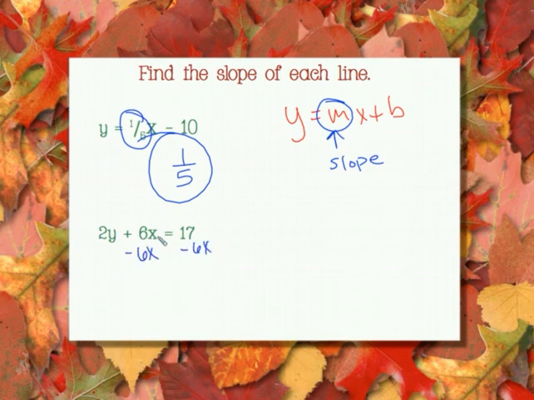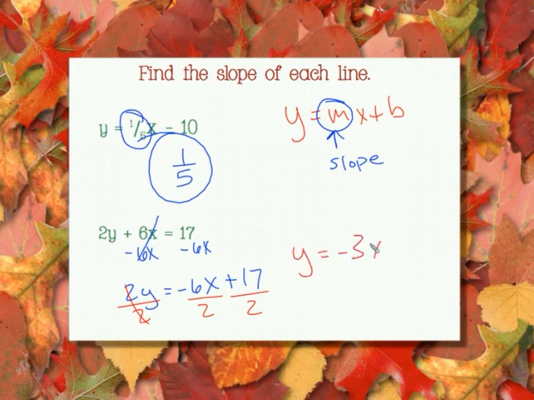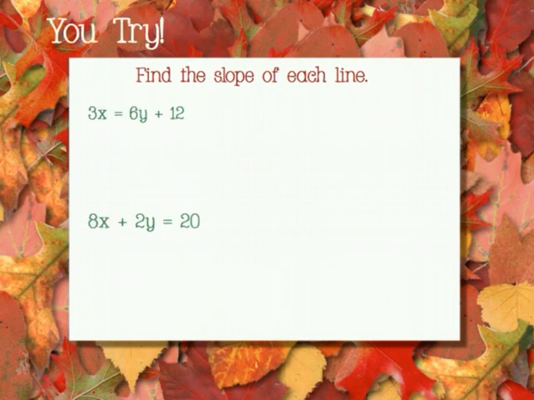Start by subtracting 6x here. And I always write the x first to make sure it's in this form, just because it's more helpful. Then you'll divide by whatever's in front of the y. So we have y equals negative 3x plus 17 over 2. So your slope is negative 3. So pause this and see if you can do these.